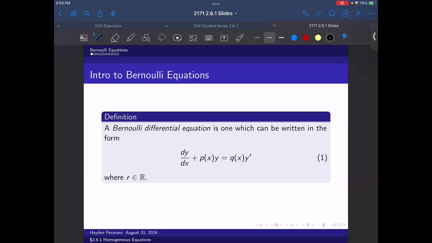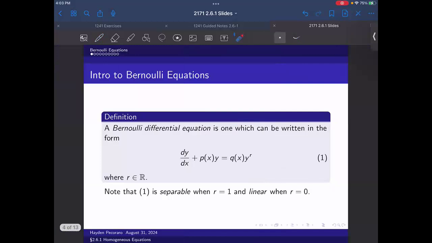So a Bernoulli differential equation is one that you can write this way. It looks very, very similar to a linear equation, only it's not linear because of the y to the r power. So it could be linear if r is equal to 0 and q is not 0. And if r is equal to 1, we get back a separable equation because we can pull that y to the r to the other side and then factor it out when r is equal to 1. And then we just have p minus q as the coefficient.